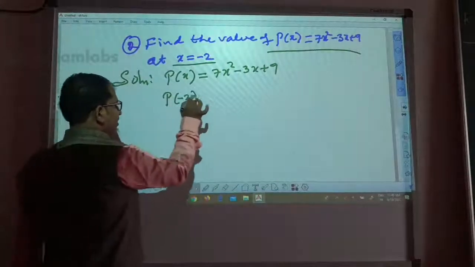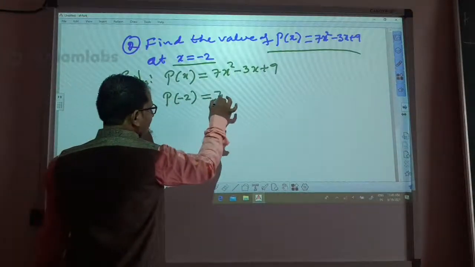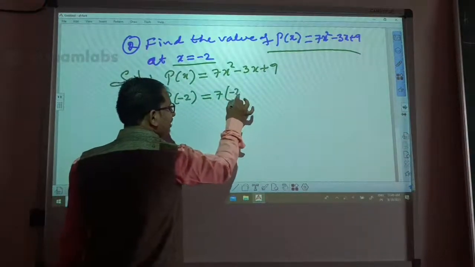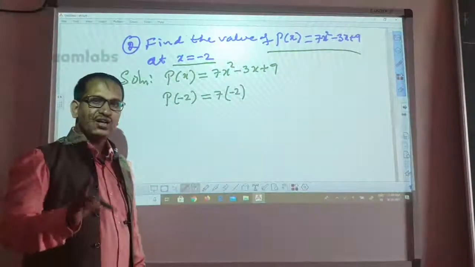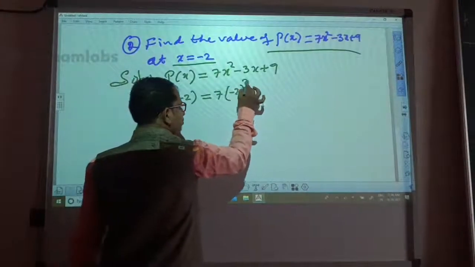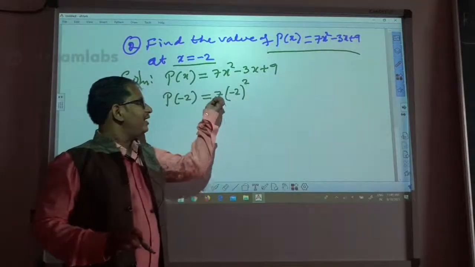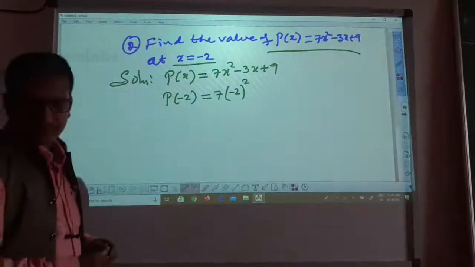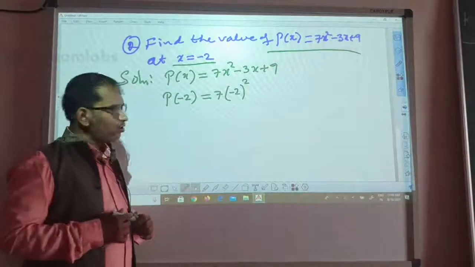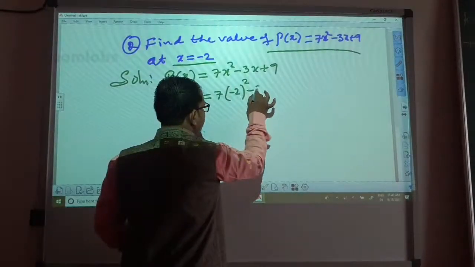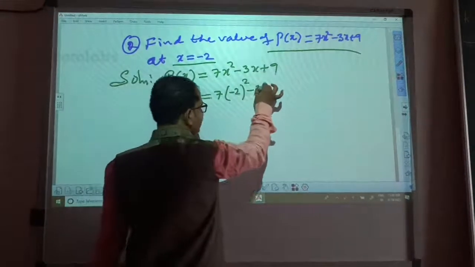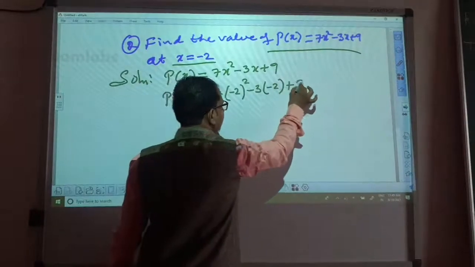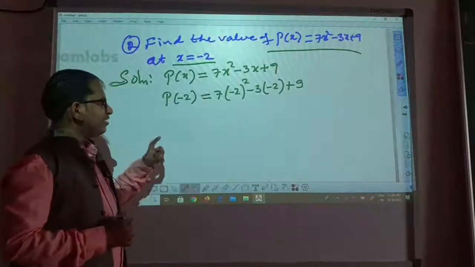So p of minus 2 is equal to 7. Here 7 is 7. X square is there, right? What is the value of x? Minus 2. Write that minus 2 in bracket. And here is square, so bracket square. So 7 into bracket open minus 2 bracket close whole square. Right? So if you observe, minus 3 into x is there, so we will write minus 2 because x is equal to minus 2, plus 9. So we have written like this.